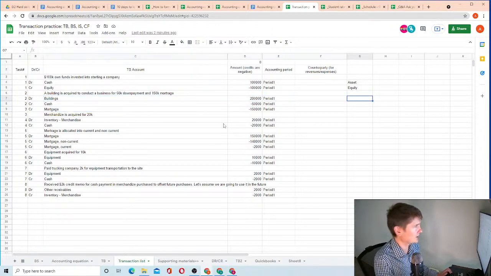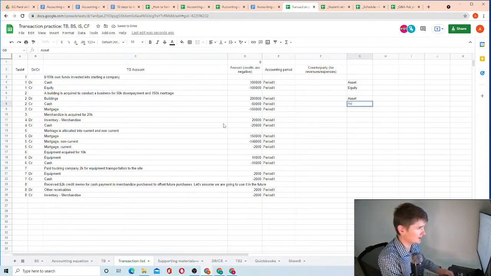And we can say, okay, what is the building? The building is an asset. What is cash? Cash is also an asset. It's something tangible that we own and we can get future economic benefits from it. And what is the mortgage? It's a liability.